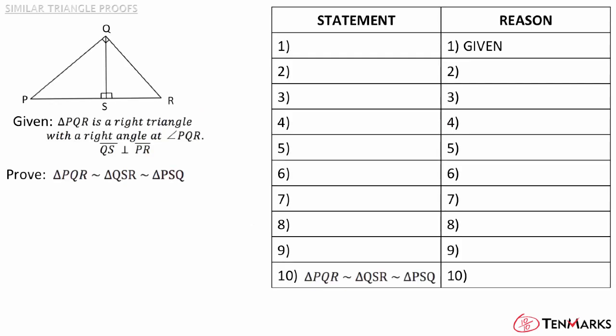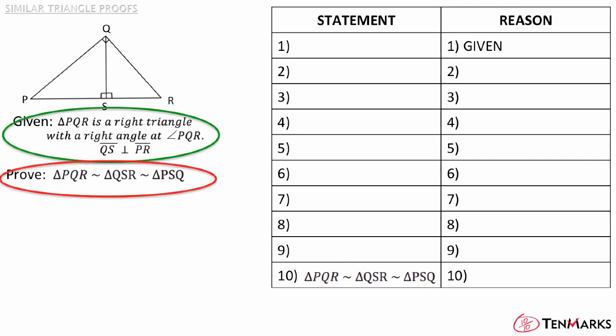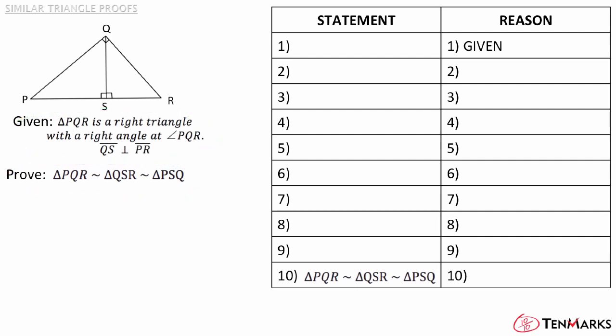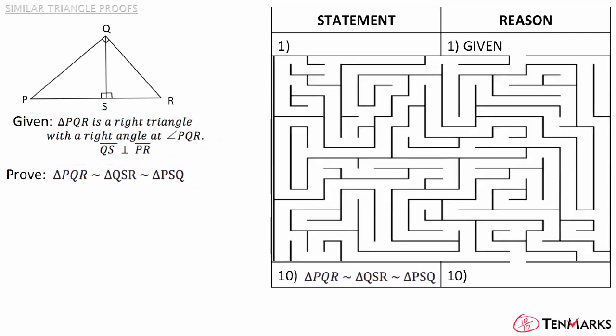Proofs come in many forms. This is a typical two-column proof, where you're given information that is true and are asked to prove something. Proofs in mathematics are a lot like solving a maze. You know where you're supposed to start and where you're supposed to end, but it can be confusing to find the right path between the two.